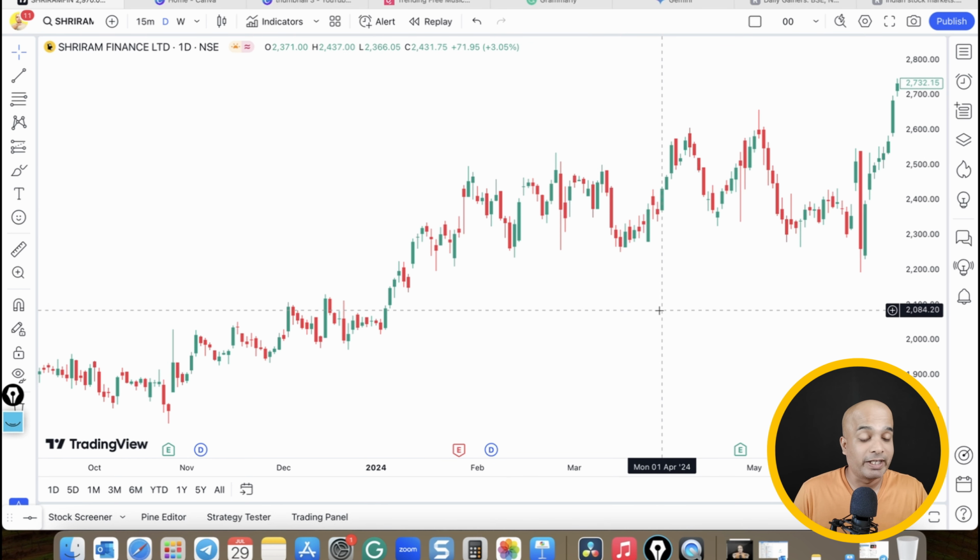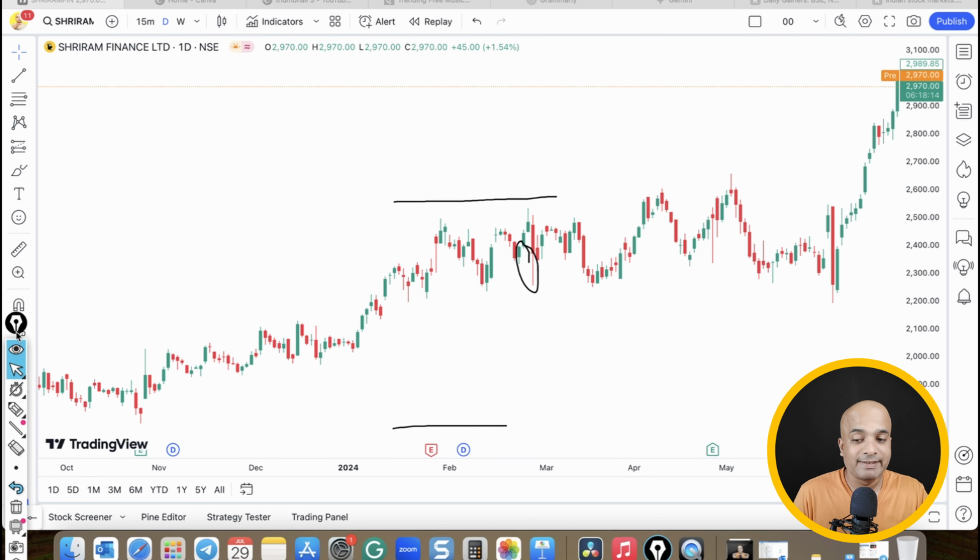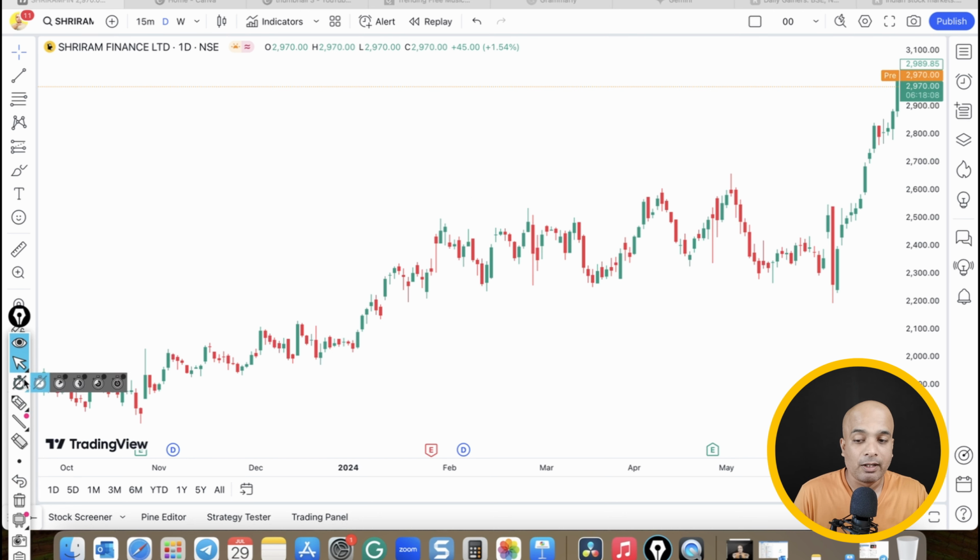Okay, so the number one rule is price peaks. When I say price peaks, when you are drawing a trend line, try to connect as many peaks as possible. See, in this case, I've connected one peak, second peak, third, fourth, 5 peaks. See, in this trend line, I've connected 5 peaks.